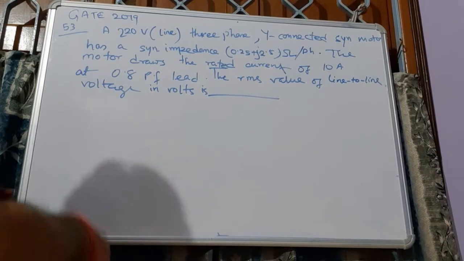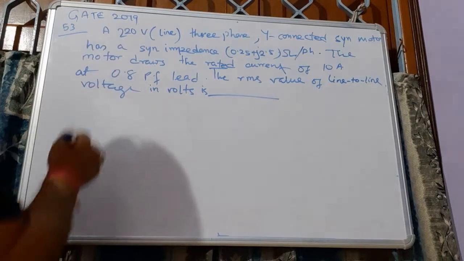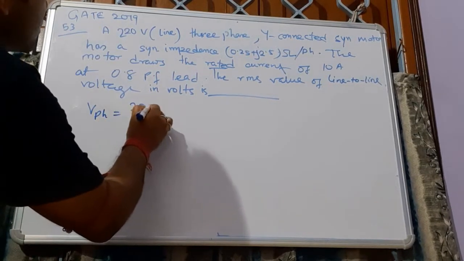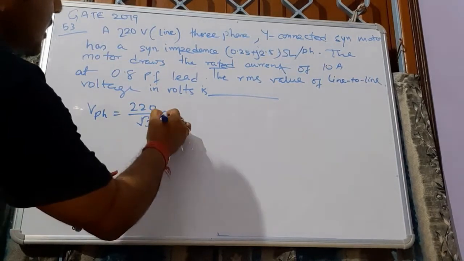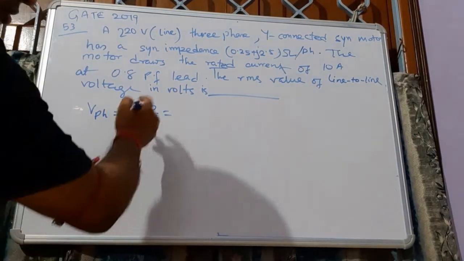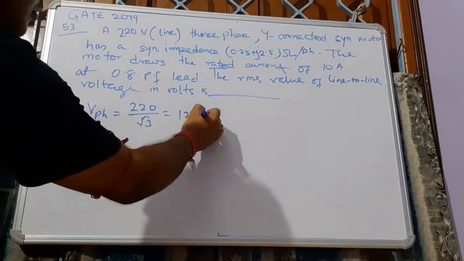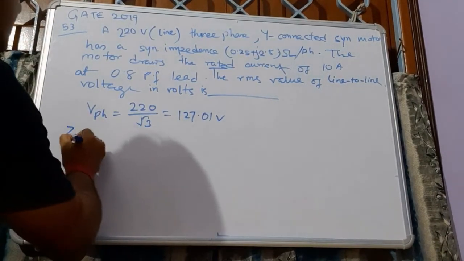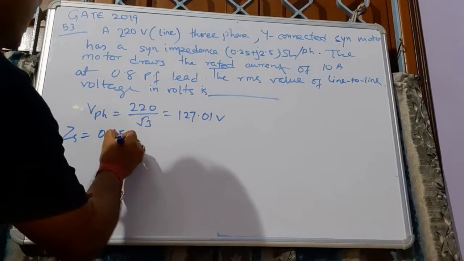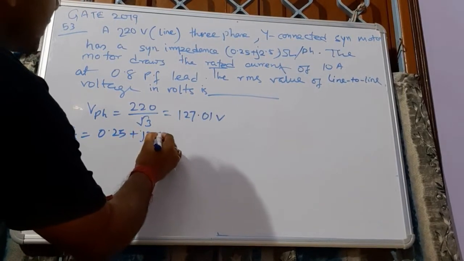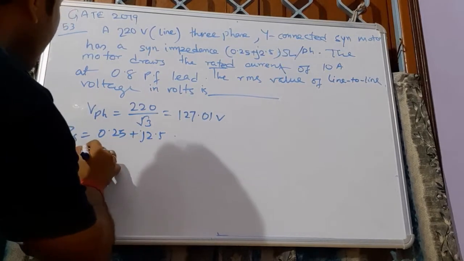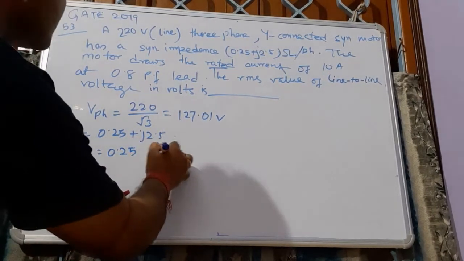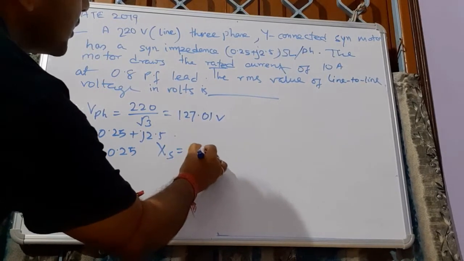So what we have, line voltage, three phase line voltage. So what will be the V phase equals 220 divided by root 3, and that is equal to 127.01 volt. Now ZS is given 0.25 + j2.5. So RA will be 0.25 and XS is equal to 2.5, right?